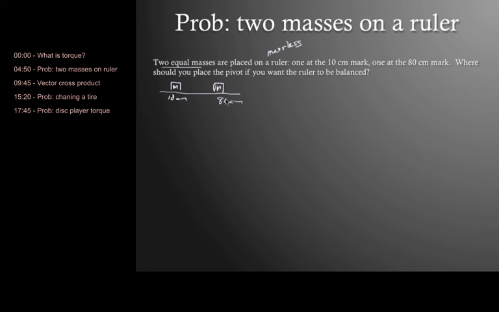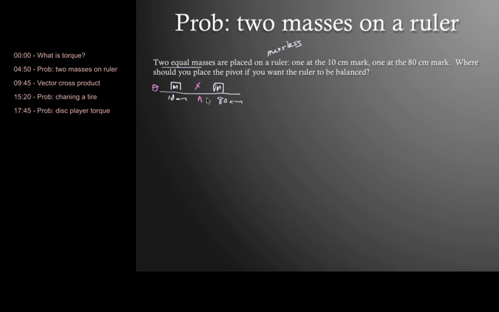Where do we want to put the pivot? So the pivot is going to be somewhere here, and we're going to say that the pivot is at x. So this is going to be 0, this is going to be our origin. And then we want some x away from that origin, and that's where we're going to put our pivot.